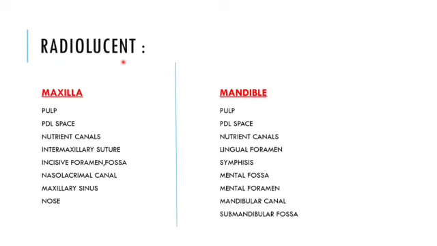Now coming to the radiolucent landmarks, here again it is classified as maxillary landmarks and mandibular landmarks. There are some common landmarks for both the maxilla and mandible, which include pulp, periodontal space, and nutrient canals. Pertaining only to the maxilla are structures like intermaxillary suture, incisive foramen, incisive fossa, nasolacrimal canal, maxillary sinus, and then nose. Pertaining to the mandible, it is lingual foramen, symphysis, mental fossa, mental foramen, mandibular canal, and submandibular fossa.